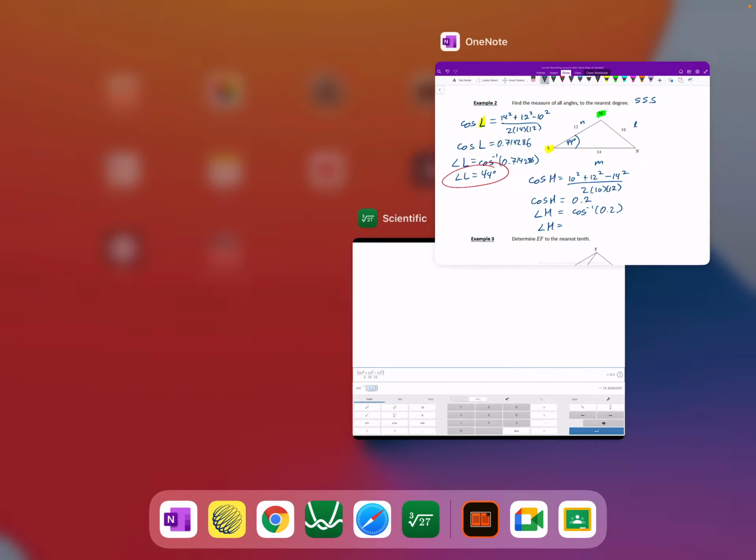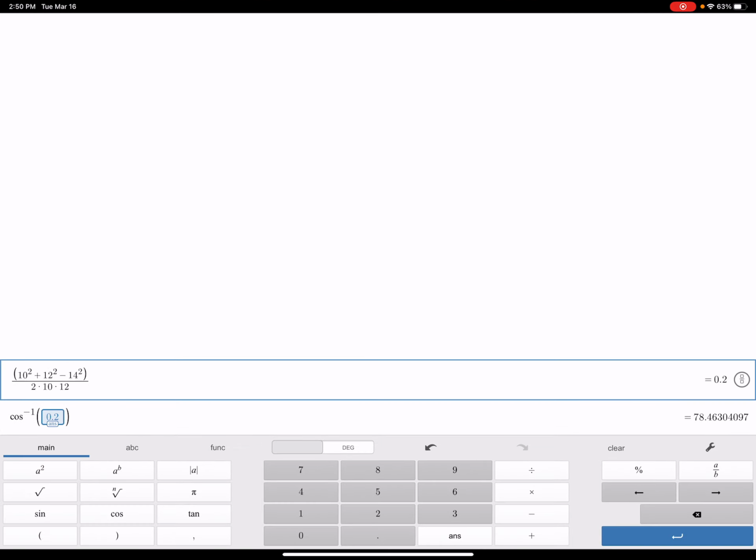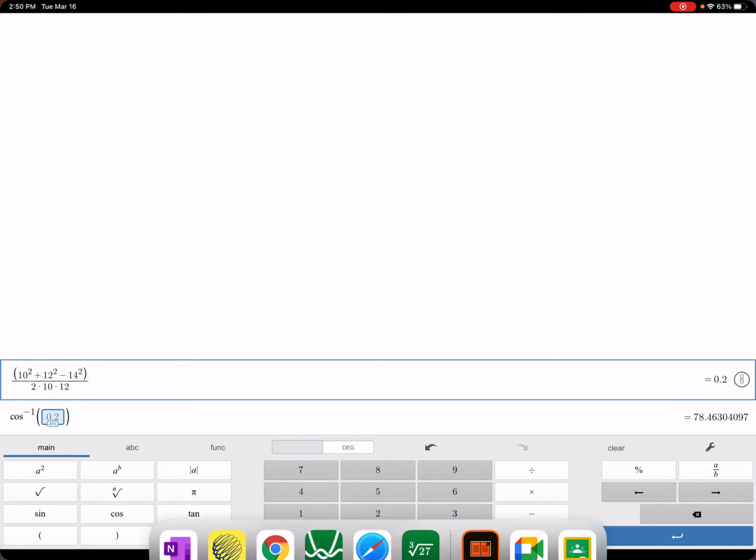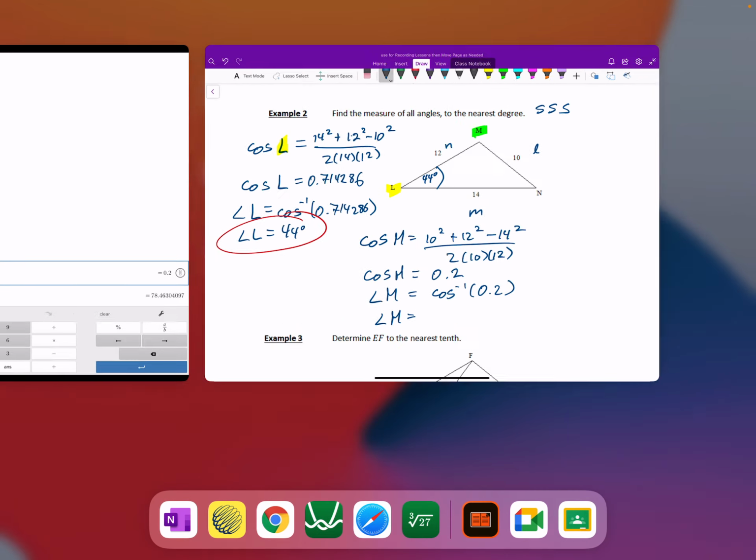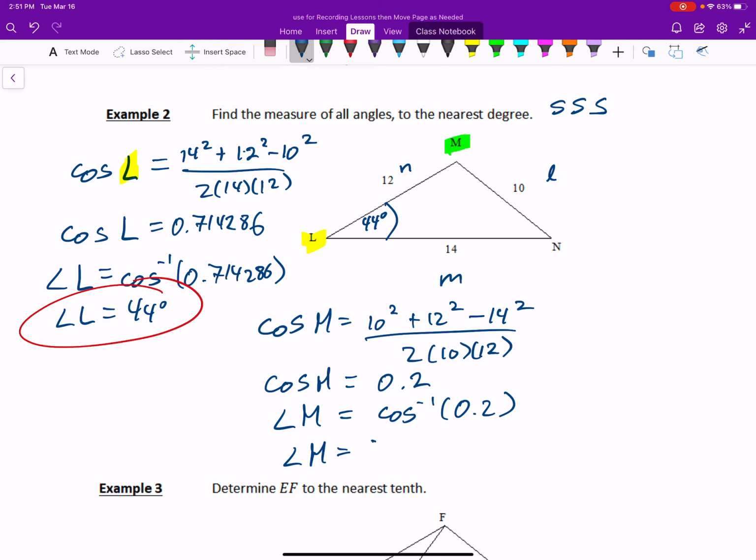And since I changed it on my calculator, I've got the answer there already. That's 78.4 degrees again, if I'm rounding to the nearest degree. So I just rounded down to 78 degrees.